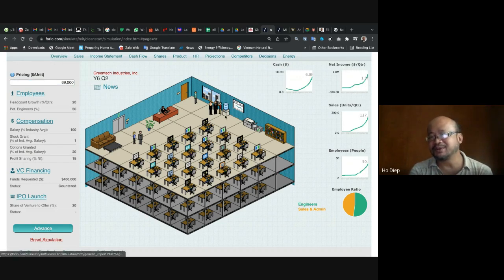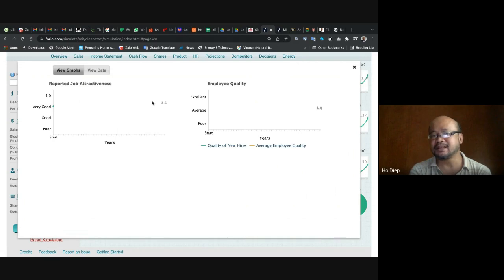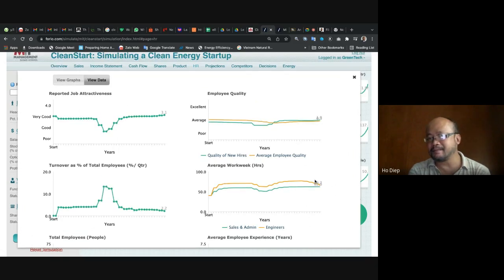Let's check on our human resource. Are we still looking good there? Still very attractive, which is good. We're hiring more staff, still good. The number of hours worked by the engineers is reducing, which is good. We're still investing in engineers. That's why these numbers are decreasing. So it means that we are improving on our R&D.